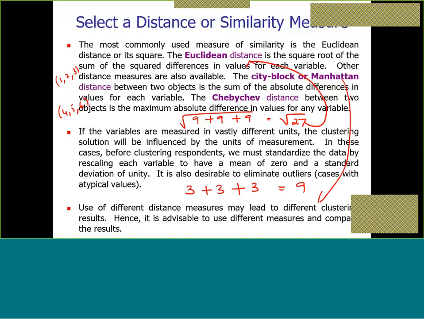What is Chebyshev's? Chebyshev's is where you calculate the maximum of mod 1 minus 4, mod 2 minus 5, and mod 3 minus 6. So what is the maximum? 3. So like that you can calculate these distances easily. Euclidean distance: square root of the sum of squares of the differences. Manhattan: sum of the absolute differences. Chebyshev: maximum of the absolute differences.